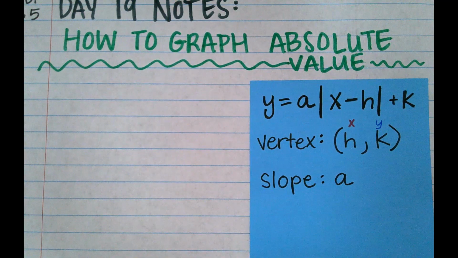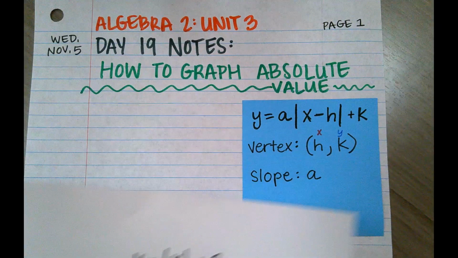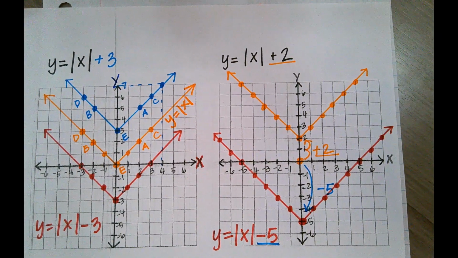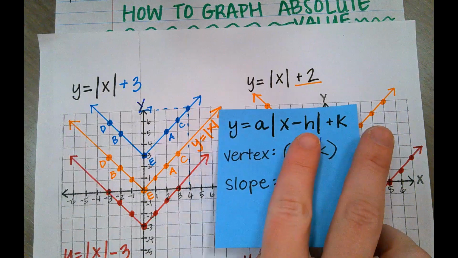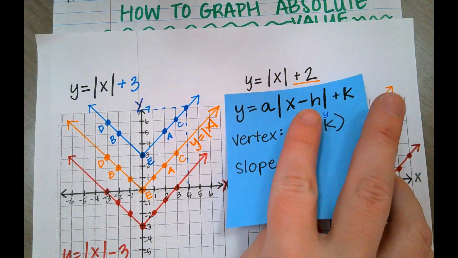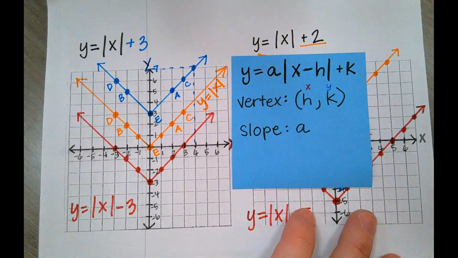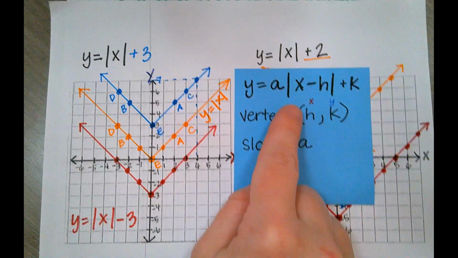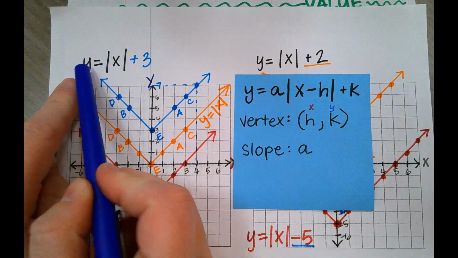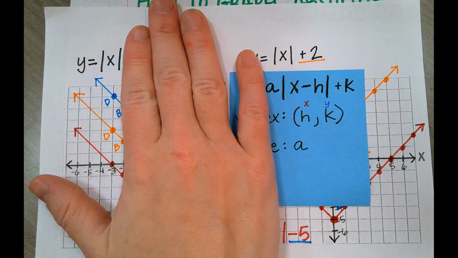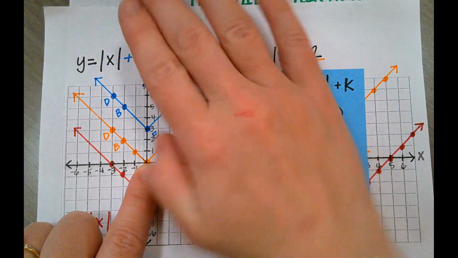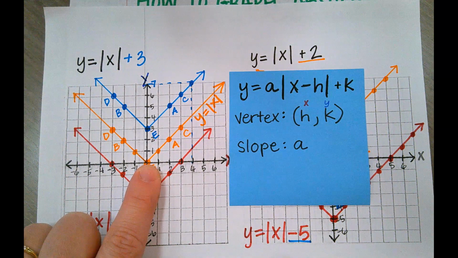Yesterday I gave you all a piece of graph paper that looked like this, and then we drew a bunch of these V-shaped graphs. The reason I did this on a sticky note is so I could move it. I'm going to put it beside my graph and see how it relates to what we did yesterday. I told you yesterday that y equals the absolute value of x, when it's just that, with no plus 3, we start at 0, 0. That would be our vertex.